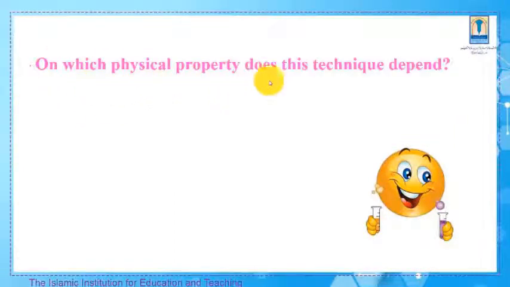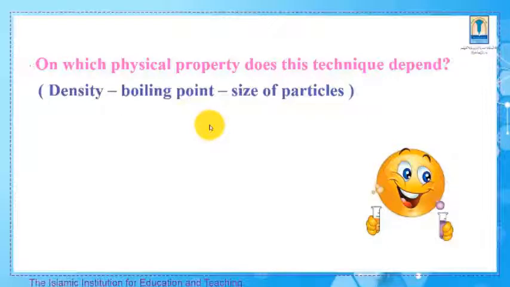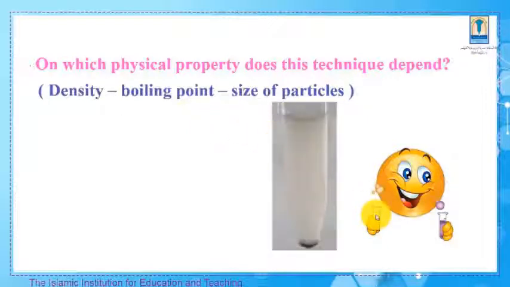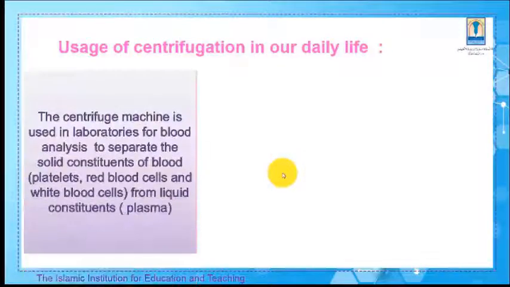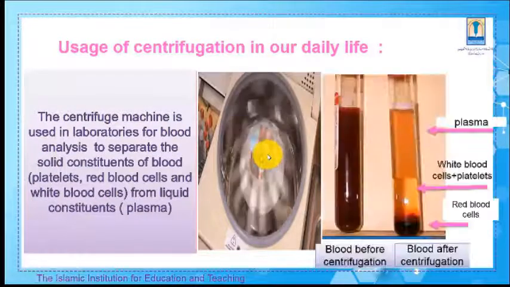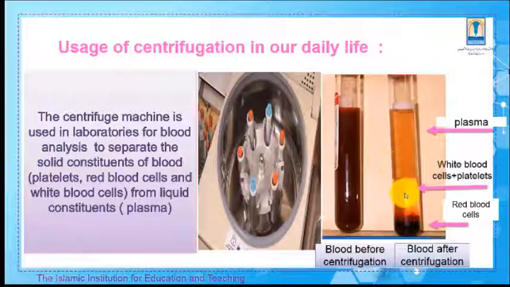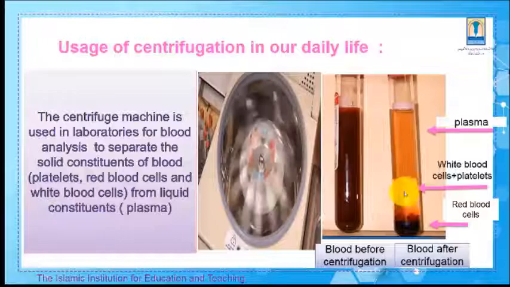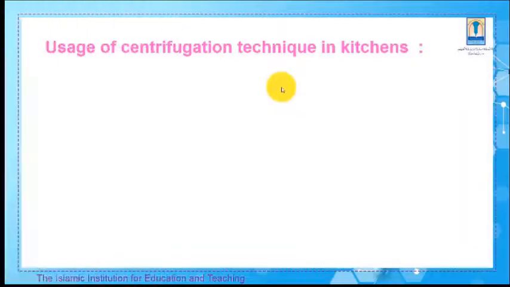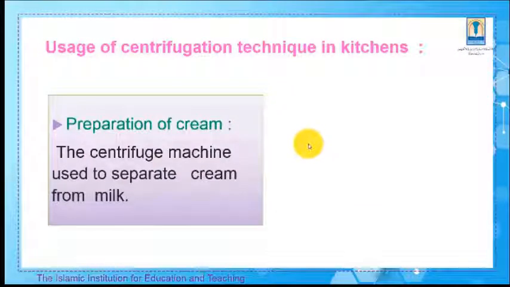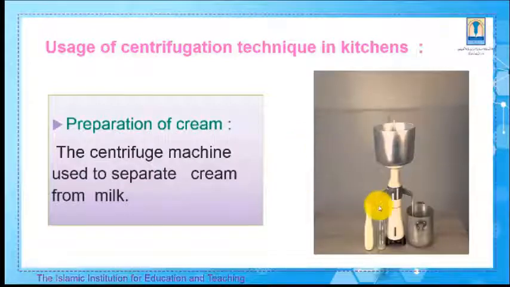On which physical property does this technique depend? Density, boiling point, or size of particles? We observe that after centrifugation, the particles of sand settle down at the bottom of the tube. Then, the physical property that this technique depends on is density. Usage of centrifugation in our daily life. The centrifuge machine is used in laboratories for blood analysis to separate the solid constituents of blood, platelets, red blood cells, and white blood cells, from the liquid constituent, which is the plasma. Also, it is used in kitchens to prepare the cream. The centrifuge machine is used to separate the cream from the milk.